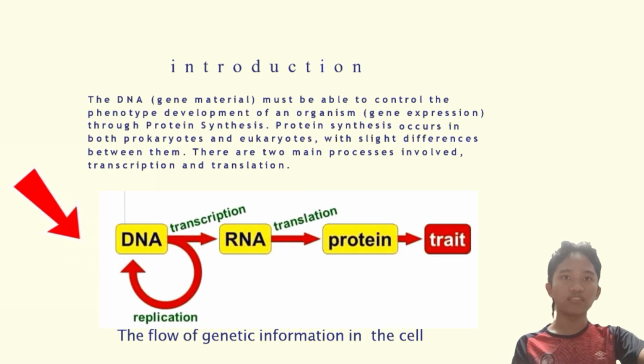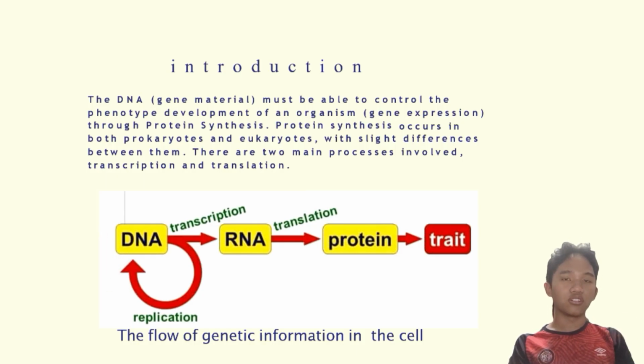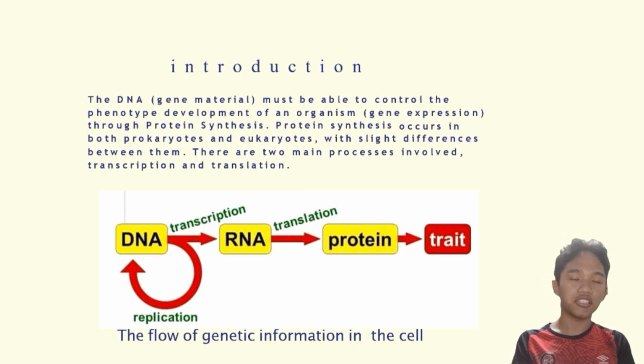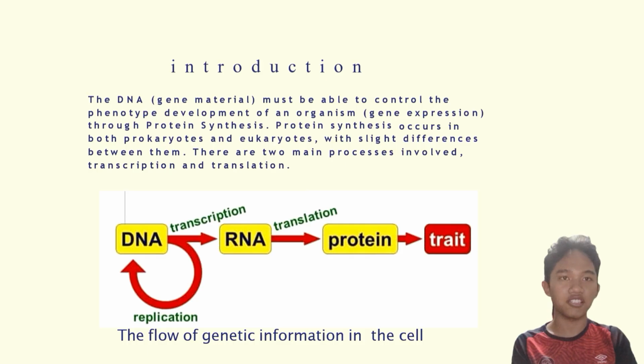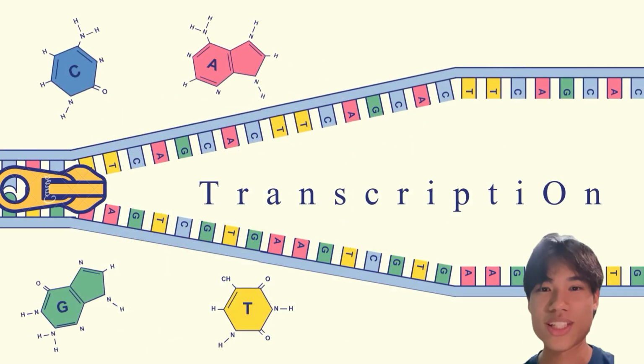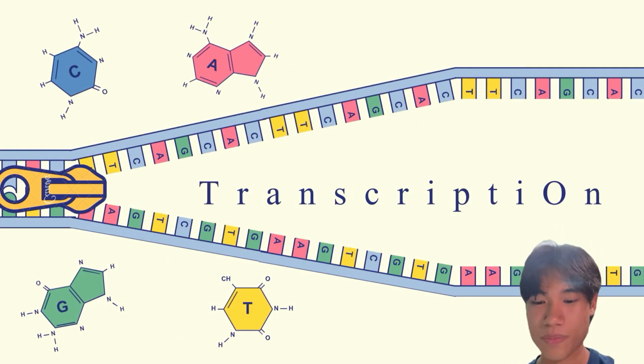Here you can see below there is a diagram, and this diagram is actually what the Central Dogma tries to explain to us. DNA will undergo transcription, which is one of the processes of gene expression, to form RNA, and then RNA will undergo translation to form a protein. Meaning that gene expression has two main processes involved, which are transcription and translation. Okay, so now let's start with transcription.